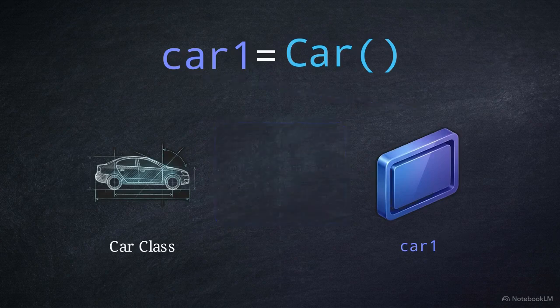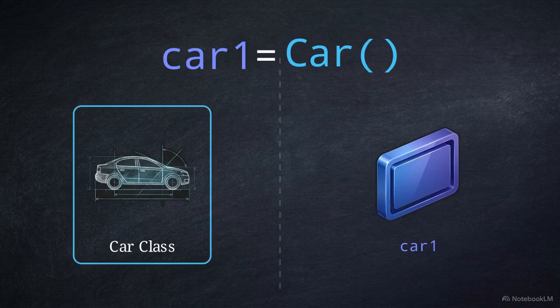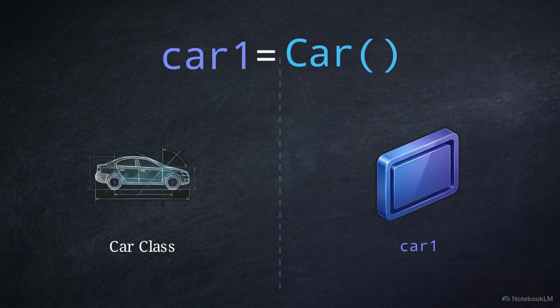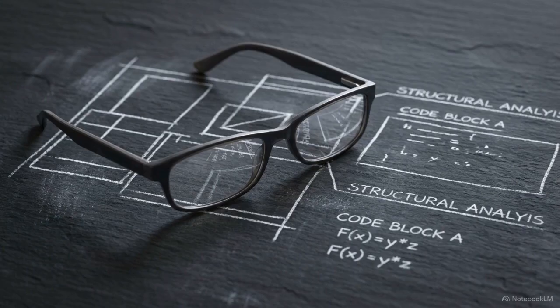Seeing them side by side, we can see they are separate. The original blueprint remains unchanged on the left, while our active car1 object exists as its own entity on the right. Without this step of instantiation, the blueprint is just text on a screen. You need the object to actually hold and manipulate information.